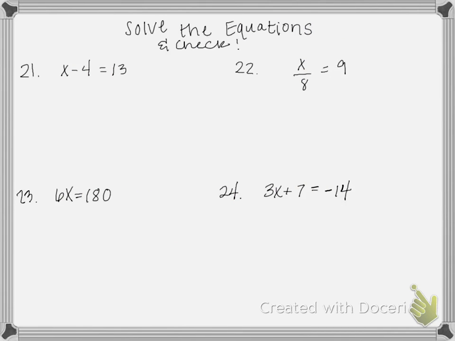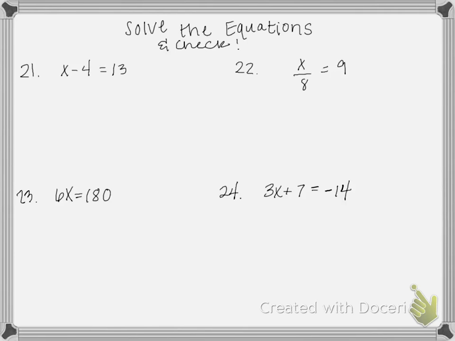So looking at our next section, we have 21 through 24, and we're solving the equations, and you're told to check. And I'm just going to tell you right now that the checking on the test is a part of the credit. So if you don't check it, you're only going to get half credit. And if you check it, you're going to find out if your answer is right or wrong. So you really should be checking all of your answers.